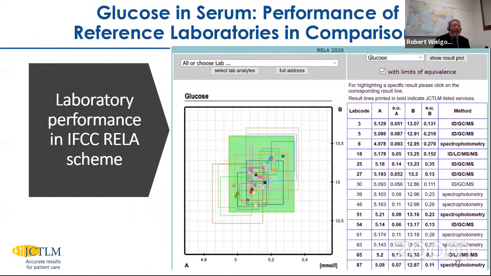Again, we can have confidence in the accuracy of the reference methods and the reference measurement services because those laboratories participate in inter-laboratory comparisons, in this case organized by the IFCC RELA scheme, and you can see very good agreement for glucose in serum methods for all these laboratories.